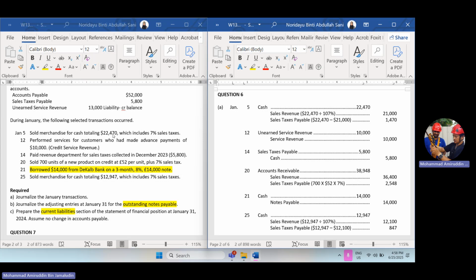All right. Actually, it's already included because it's mentioned there. We sold goods for cash 22,470, meaning you collect from your customer how much? 22,470, which includes 7% sales tax. Meaning this 22,470 represents 107% of the total sales. You agree with me? 100% is the sales, 7% is the sales tax. So 107% equals 22,470.